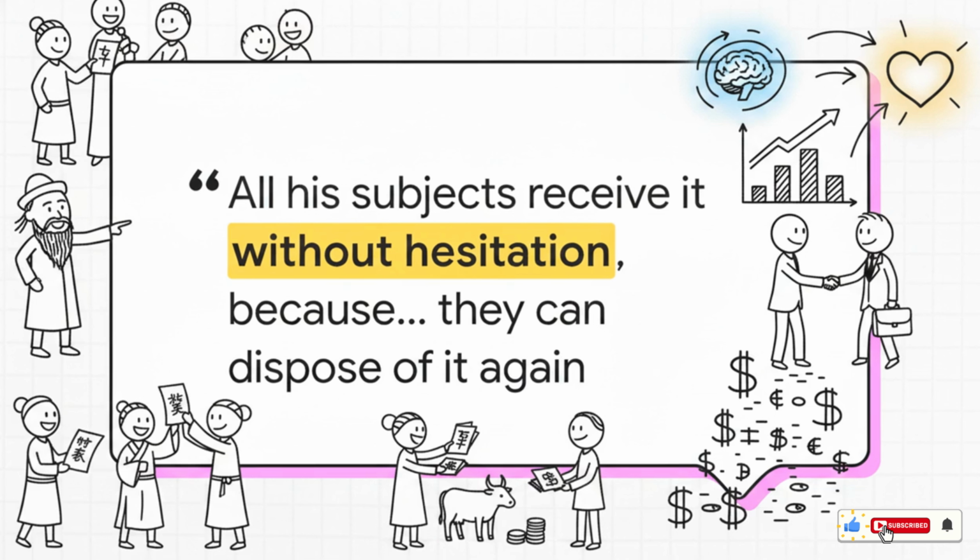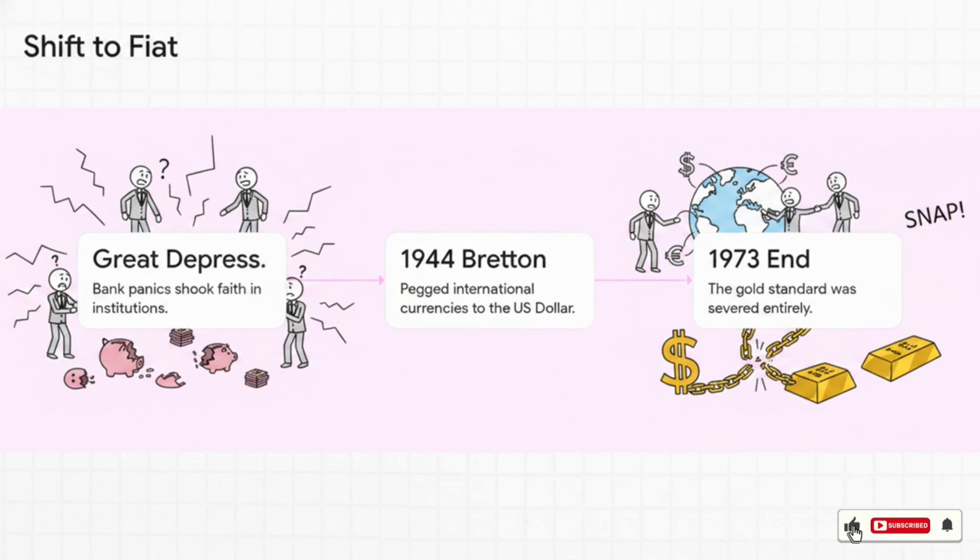From an ancient merchant all the way to a modern Wall Street trader, the core engine of literally any fiat currency is unwavering collective belief. Let's track how this played out in the 20th century.